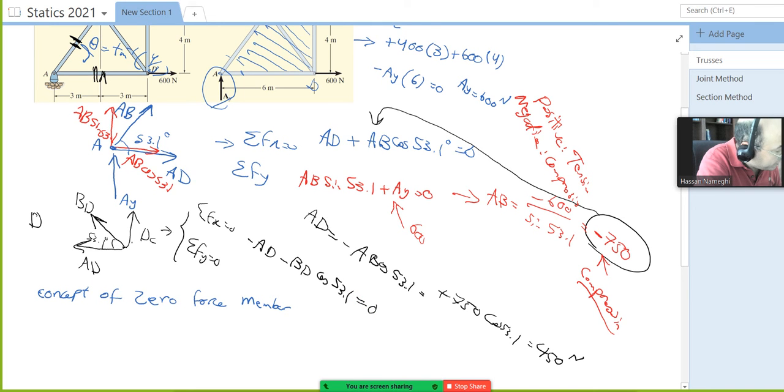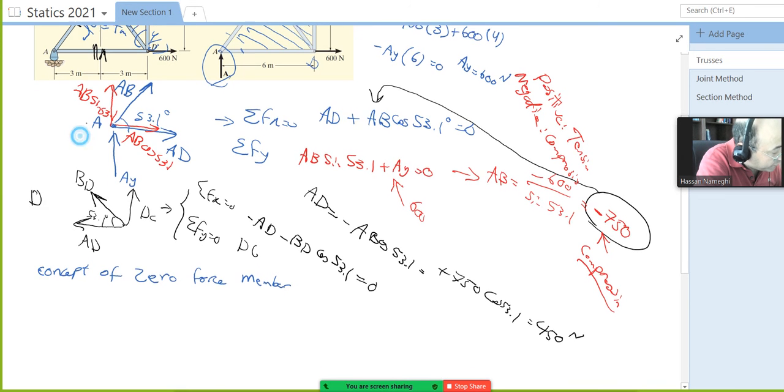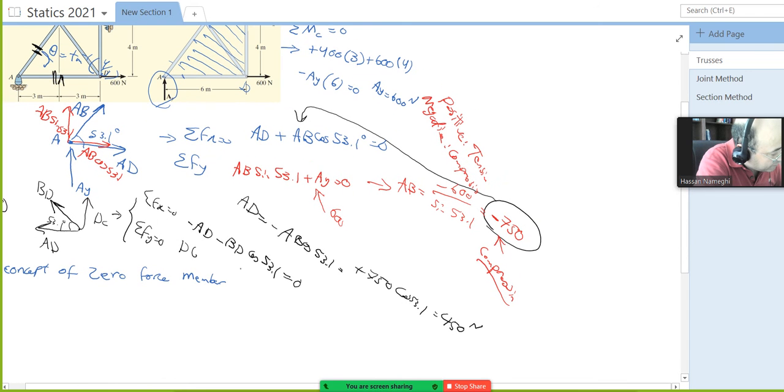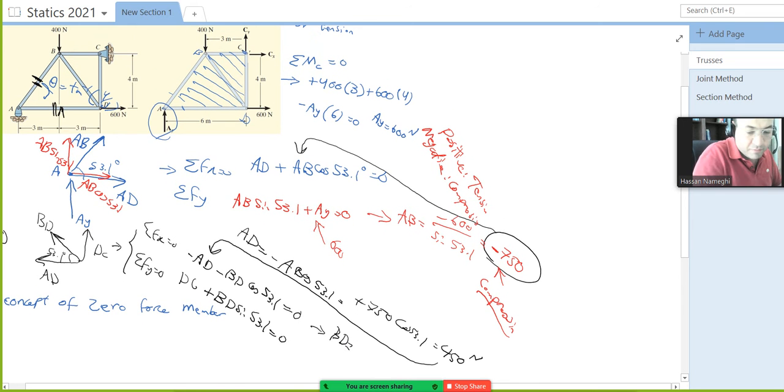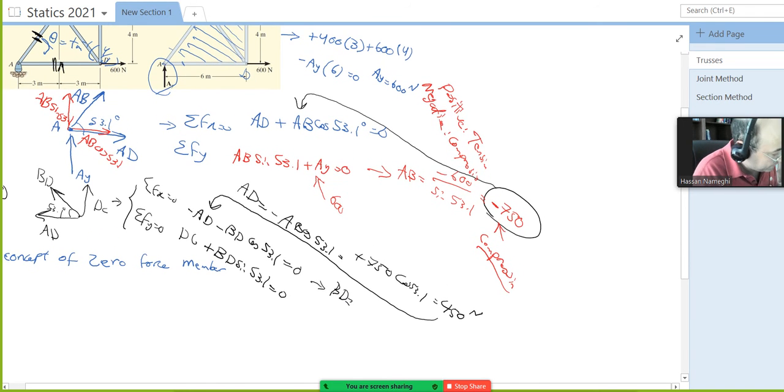And then on the y, I got DC, then we got plus BD sine, right? For the other one is sine. Plus BD sine 53.1 equal to 0. So then what we have, we already know AD, which is 450. We bring it here, then from there you can solve for BD. So BD, that member, is equal to 250.